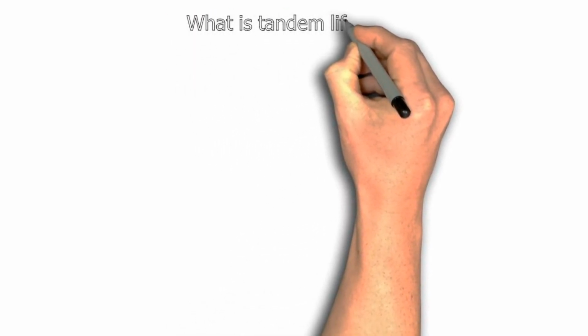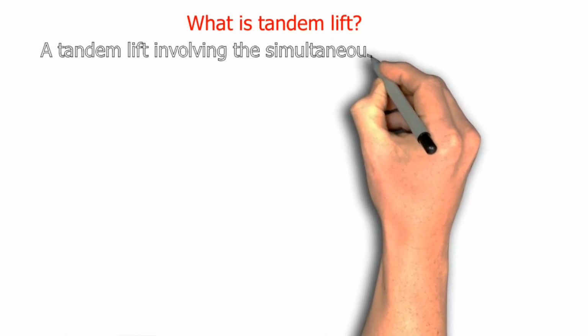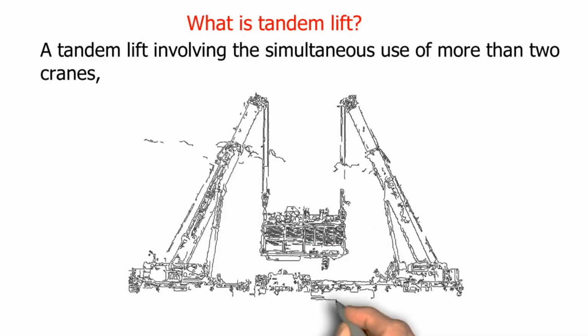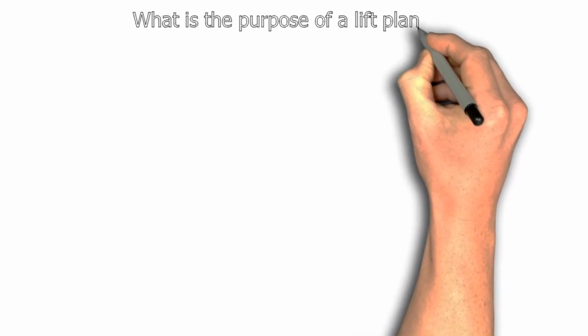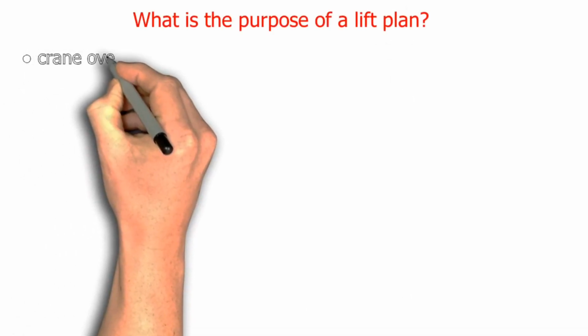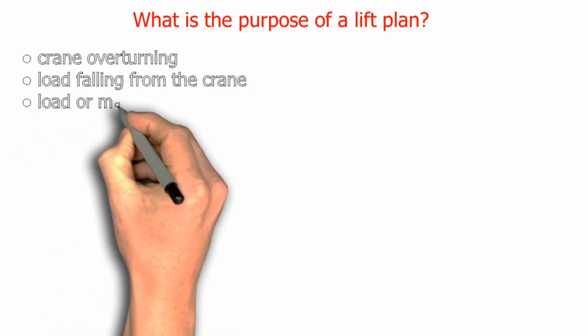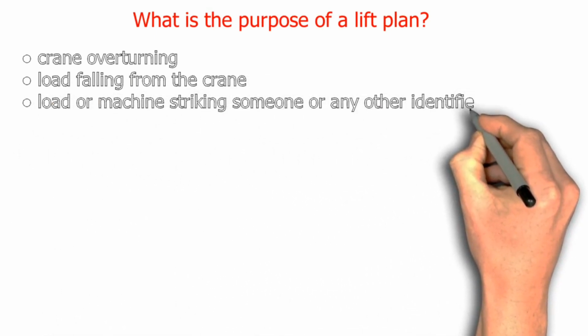What is tandem lift? A tandem lift involves the simultaneous use of more than one crane. What is the purpose of a lift plan? Crane overturning. Load falling from the crane. Load or machine striking someone or any other identified hazard.